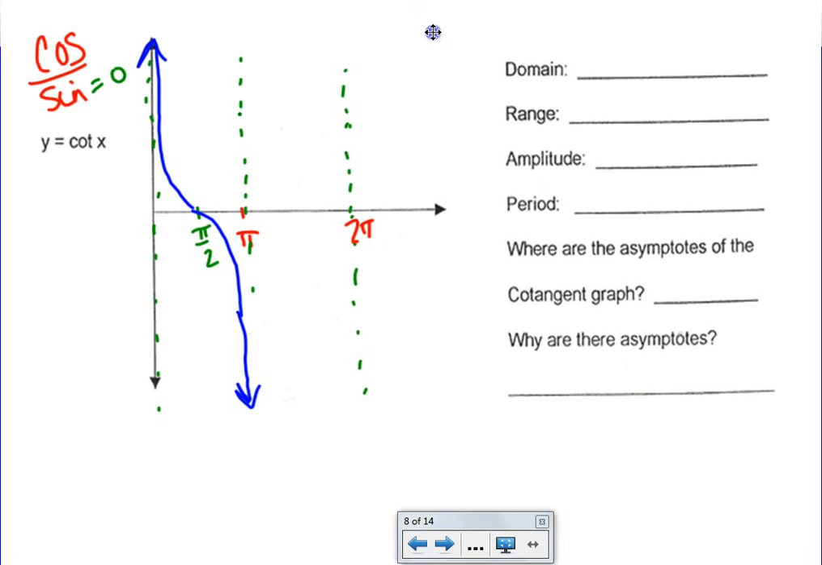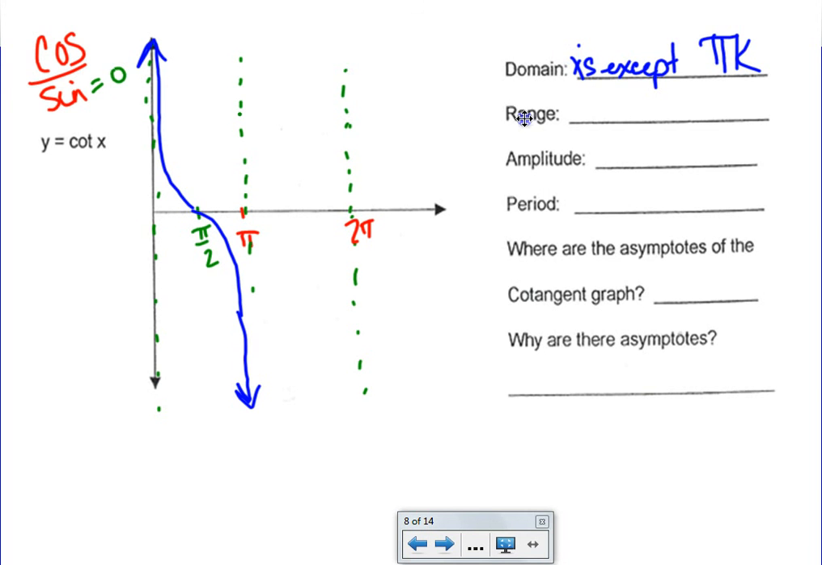Okay, where do the vertical asymptotes occur? They occurred at 0, at pi, at 2 pi, at 3 pi, at 4 pi, at every pi. So an easy way to say that would be all x's except pi k, meaning every integer multiplied by pi.